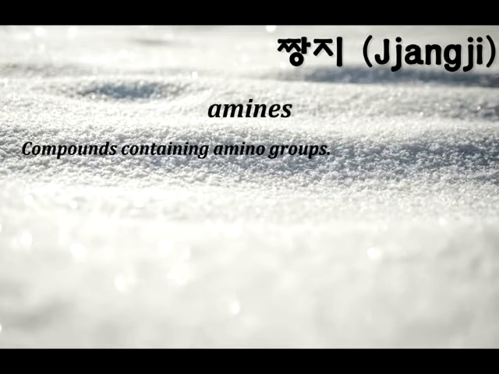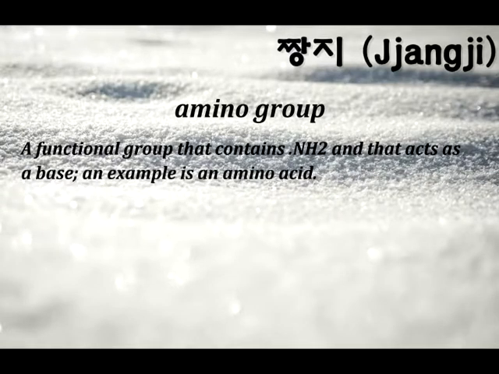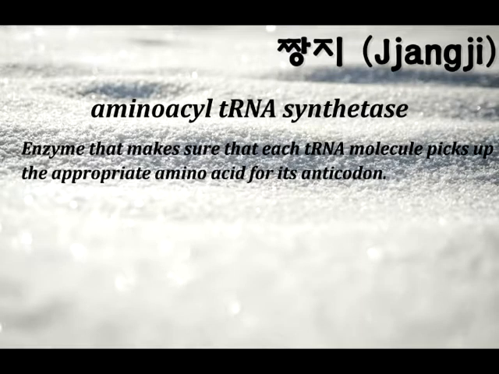Amines, compounds containing amino groups. Amino acid, a compound with a carbon center surrounded by an amino group, a carboxyl group, a hydrogen, and an R group that provides an amino acid's unique chemical characteristics. Amino group, a functional group that contains NH2 and that acts as a base. An example is an amino acid. Aminoacyl tRNA synthetase, enzyme that makes sure that each tRNA molecule picks up the appropriate amino acid for its anticodon.